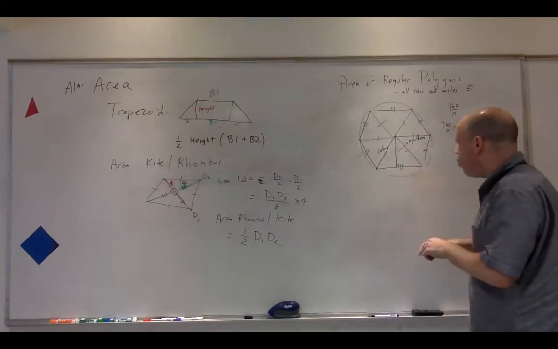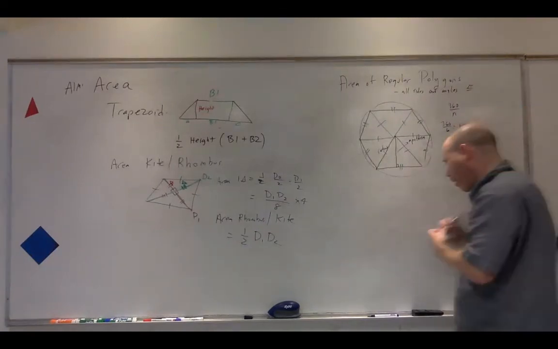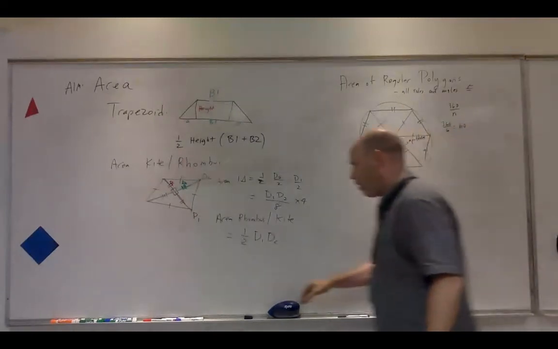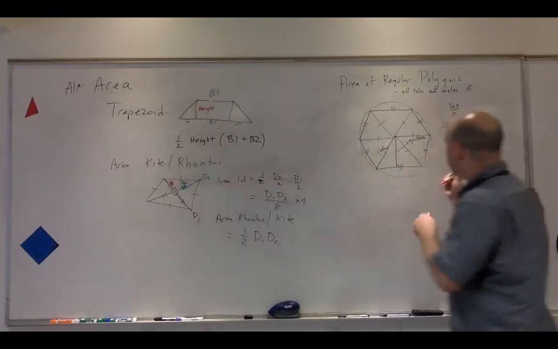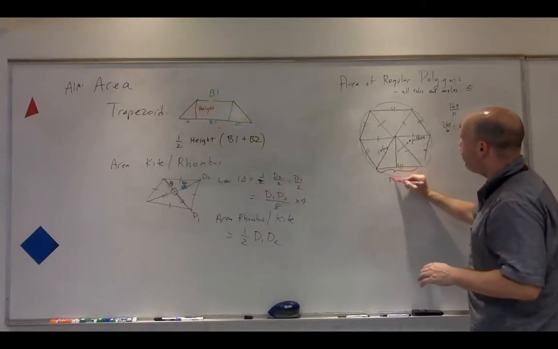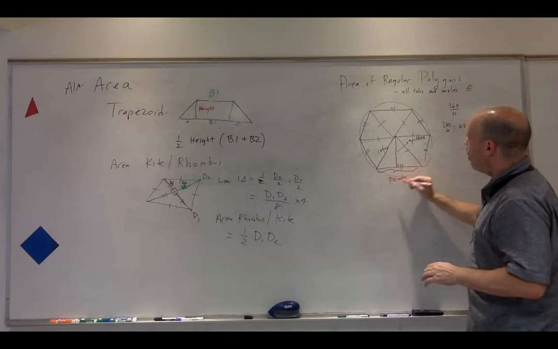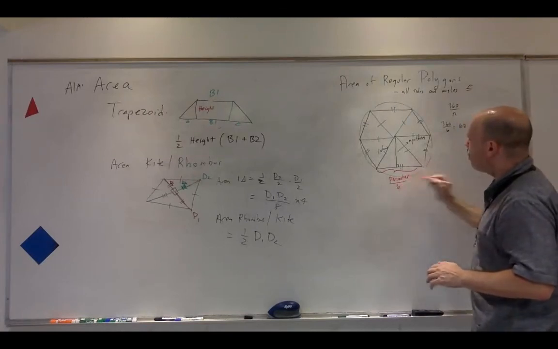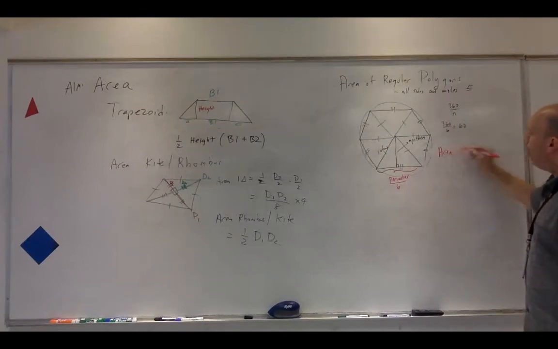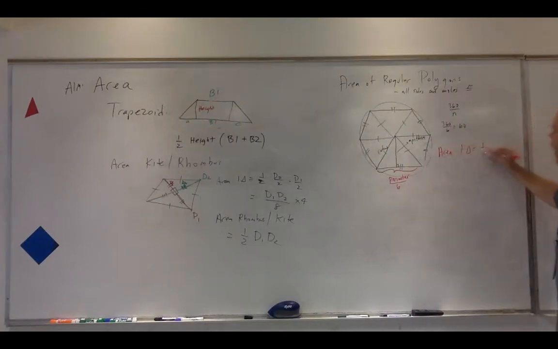Now, the question is, what is the area of this triangle? Well, first of all, what's the length of the side? The length of this side is the perimeter divided by 6. Okay, so the area of one triangle is 1/2 the base times the apothem.